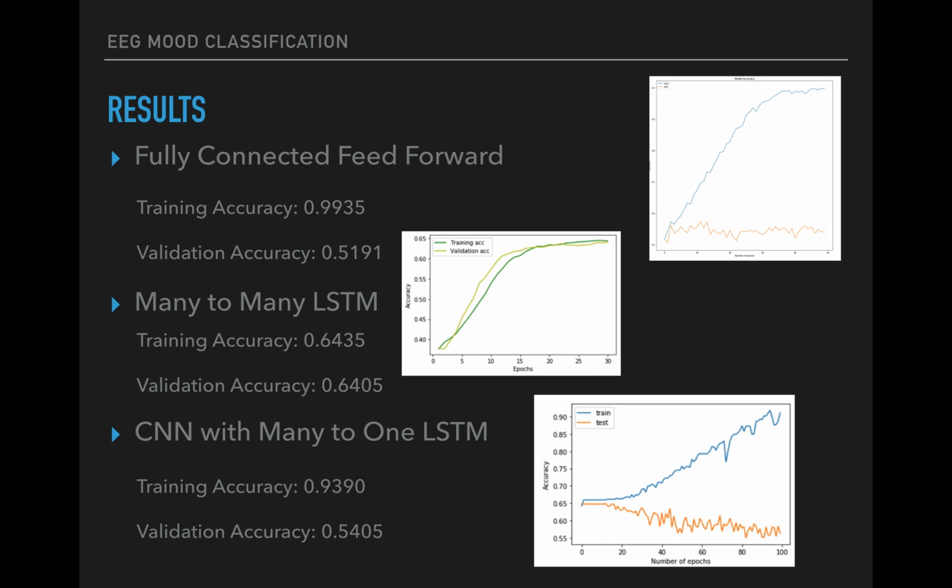Finally, the CNN with many-to-one LSTM model we tried gave us a training accuracy of 94% and test accuracy of 54%. None of these networks successfully recognized features that would classify the EEG waves. We believe that our pre-processing was insufficient.